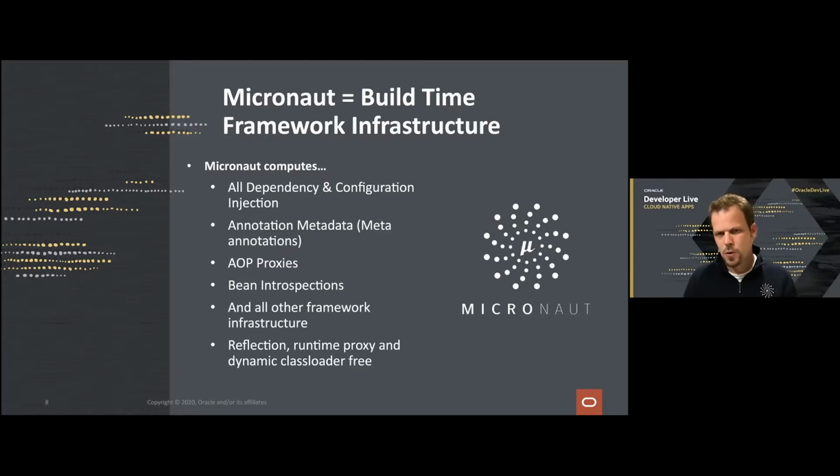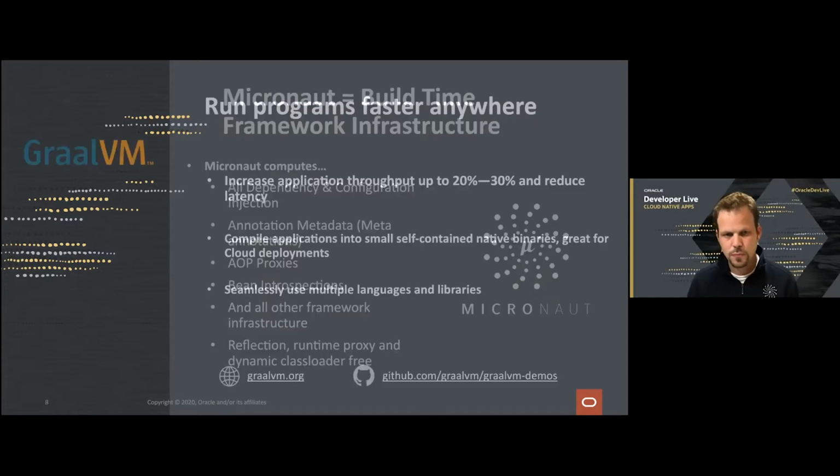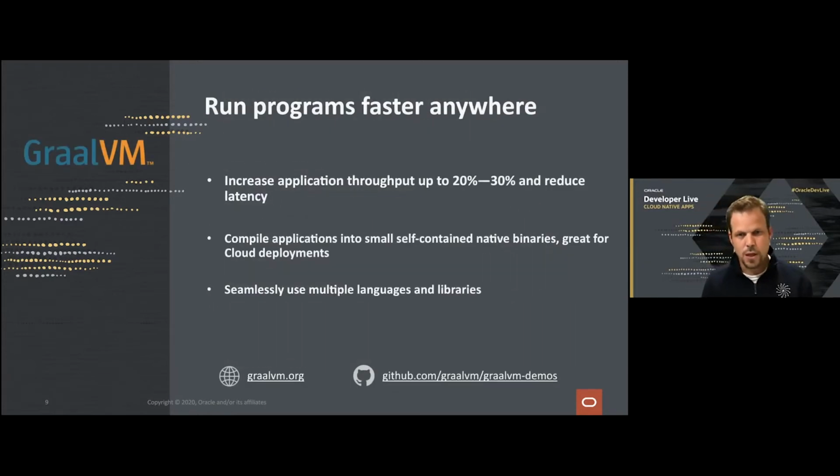And everything that makes up the core way a framework works is computed during the compilation phase, eliminating the need for things like reflection, runtime proxy generation, and dynamic class loading. In terms of what GraalVM is: a new virtual machine out of Oracle Labs that is able to, in JIT mode, increase your application throughput between 20 and 30% and reduce latency. And in addition to that, take a Java application and compute it into a self-contained native binary that is really great for cloud and serverless deployments.